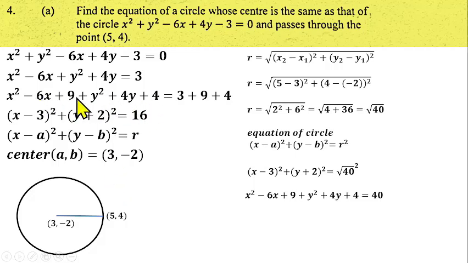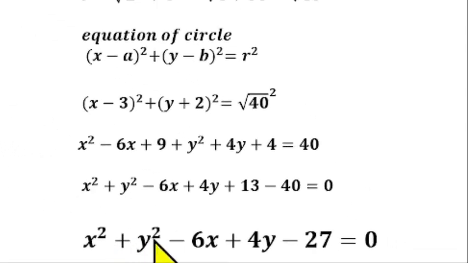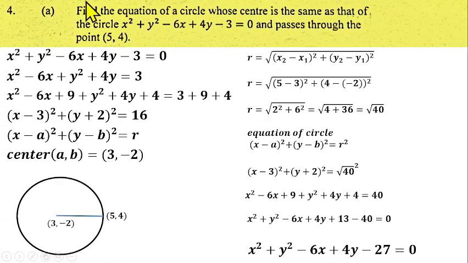The expansion is similar to what you had earlier, but what is different is the radius. If you collect like terms, we have x squared plus y squared minus 6x plus 4y plus 13 minus 40 equals 0, because 9 plus 4 gives us 13, then we bring the 40 here. If you simplify further, that gives us x squared plus y squared minus 6x plus 4y minus 27 equals 0, which is the equation of the circle we are looking for, that has the same center as this circle and passes through (5, 4).